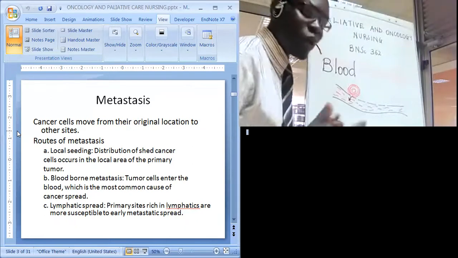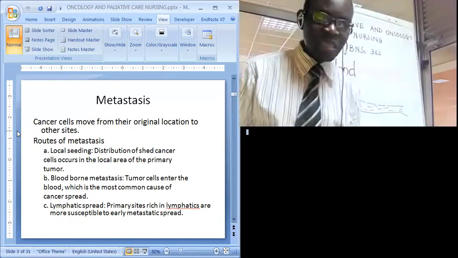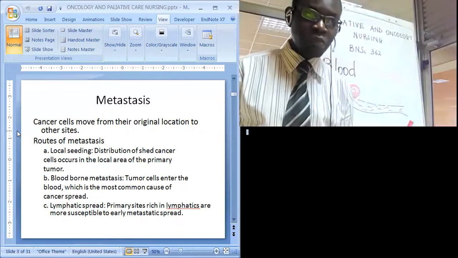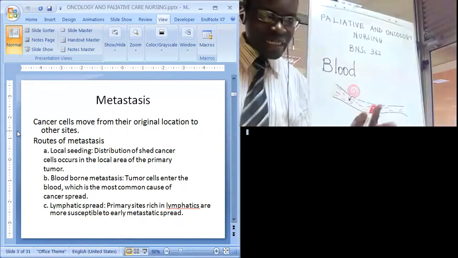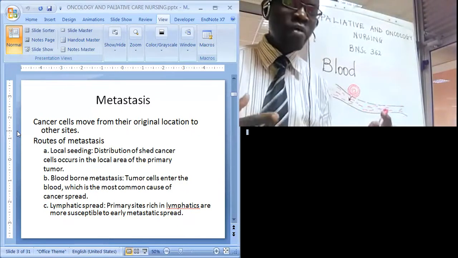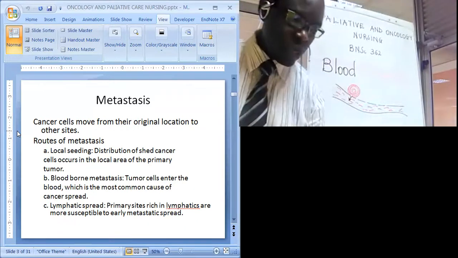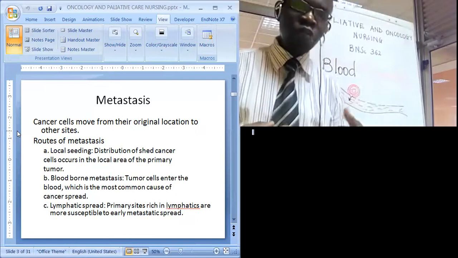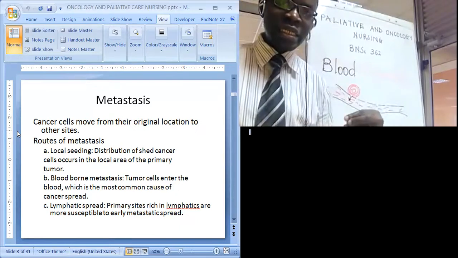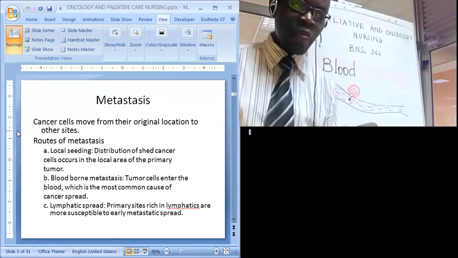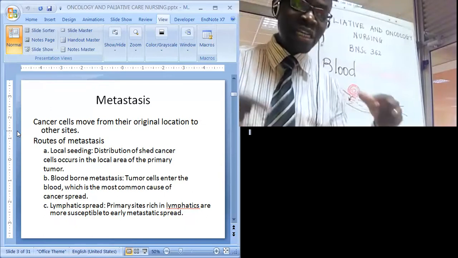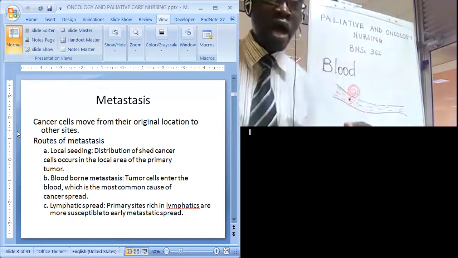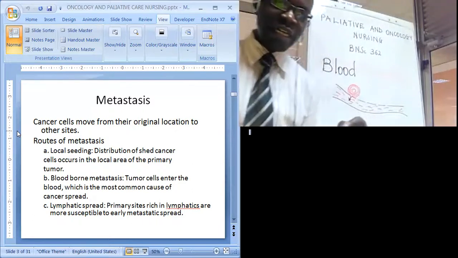Now the other one is lymphatic spread, as you can see. Lymphatics, you know what lymphatics are? Lymphatics are basically those ducts that transfer lymph, or tissue fluid that was not absorbed into the blood and is in the interstitial spaces. If it was not absorbed, then it goes back to the heart via the lymphatic ducts.